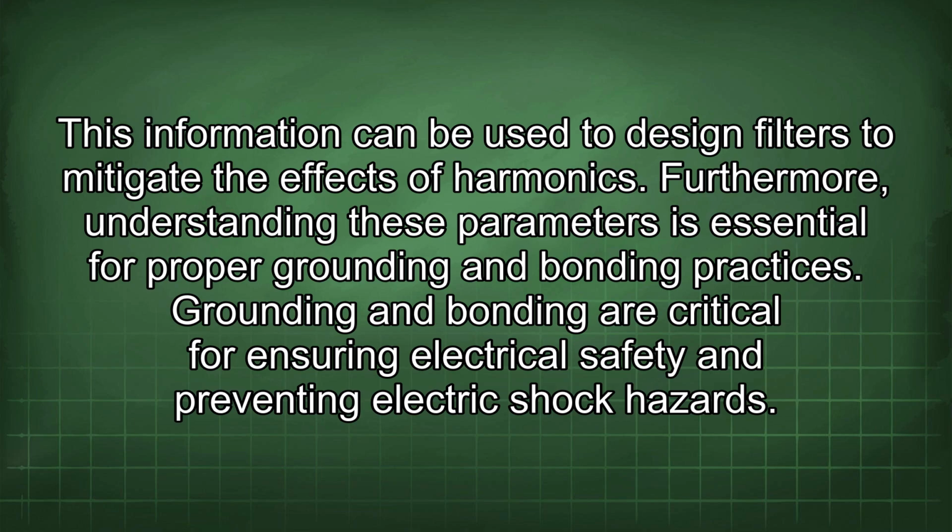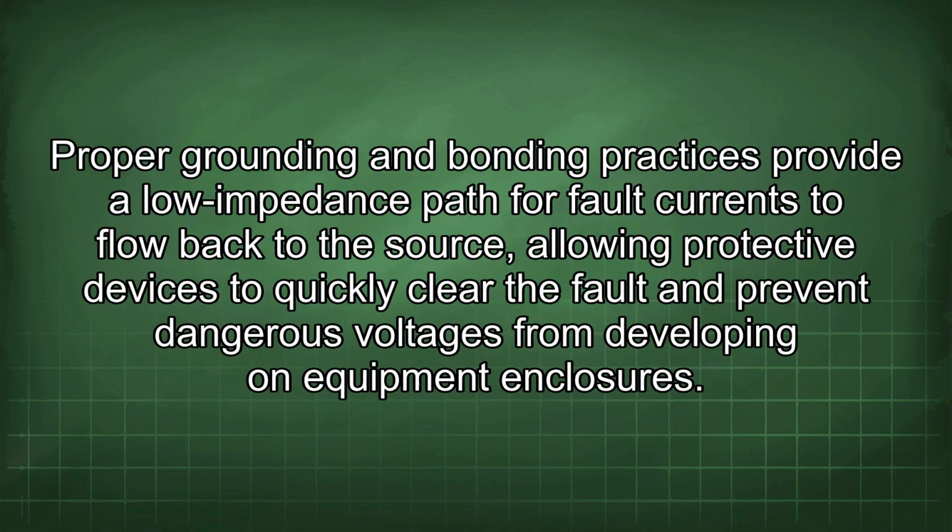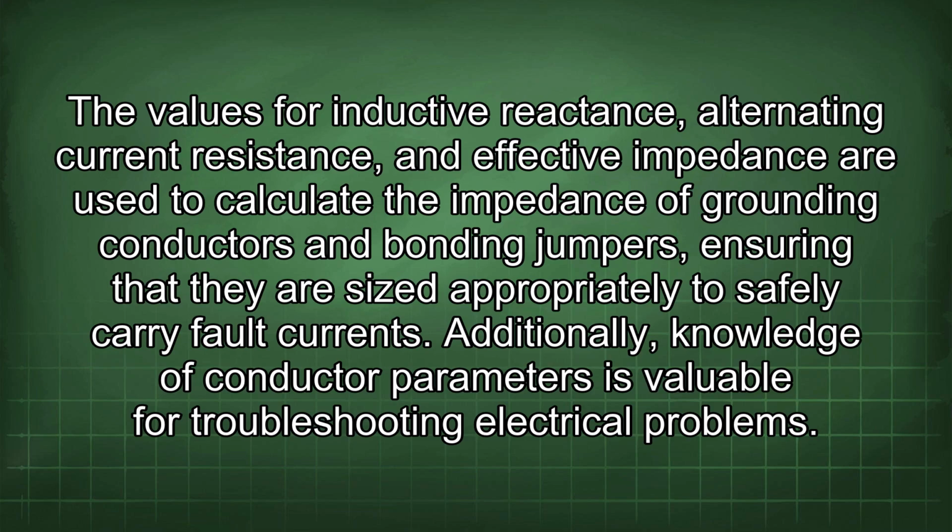Furthermore, understanding these parameters is essential for proper grounding and bonding practices. Grounding and bonding are critical for ensuring electrical safety and preventing electric shock hazards. Proper grounding and bonding practices provide a low impedance path for fault currents to flow back to the source, allowing protective devices to quickly clear the fault and prevent dangerous voltages from developing on equipment enclosures. The values for inductive reactance, alternating current resistance, and effective impedance are used to calculate the impedance of grounding conductors and bonding jumpers, ensuring that they are sized appropriately to safely carry fault currents.